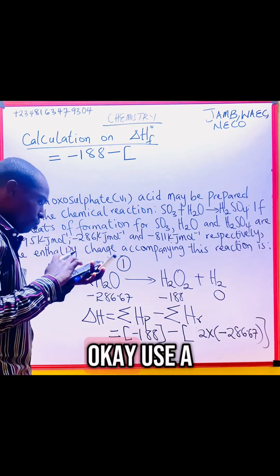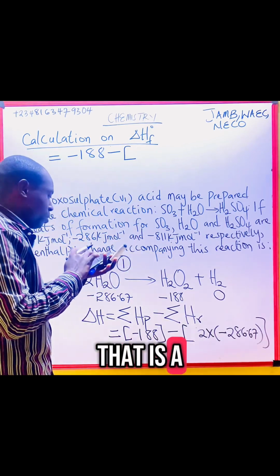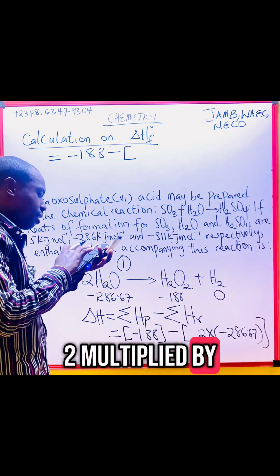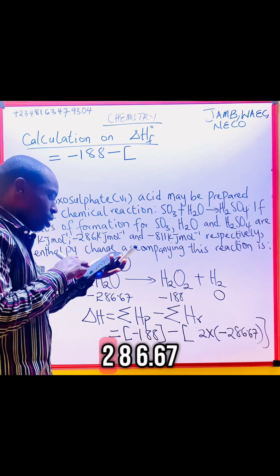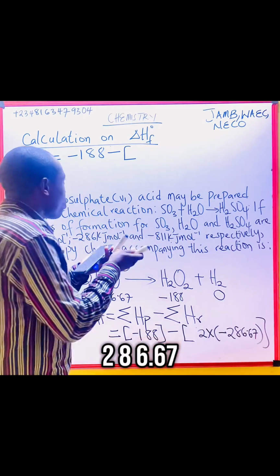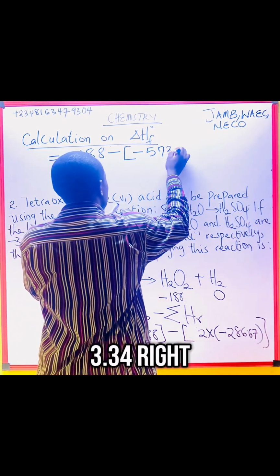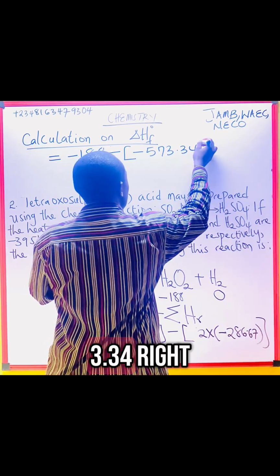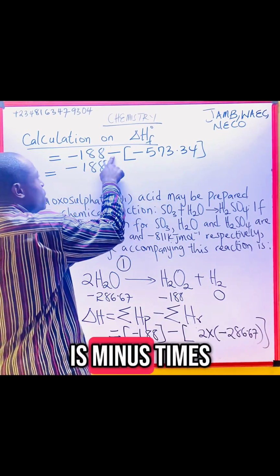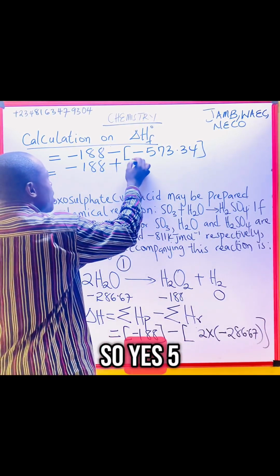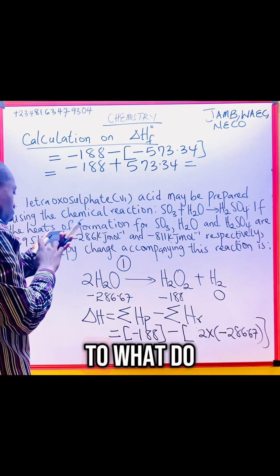Okay, use our calculator. That is 2 multiplied by negative 286.67, which will give me negative 573.34, right? Now take note. Here becomes negative 188 minus, and minus times minus is plus. So here is 573.34.